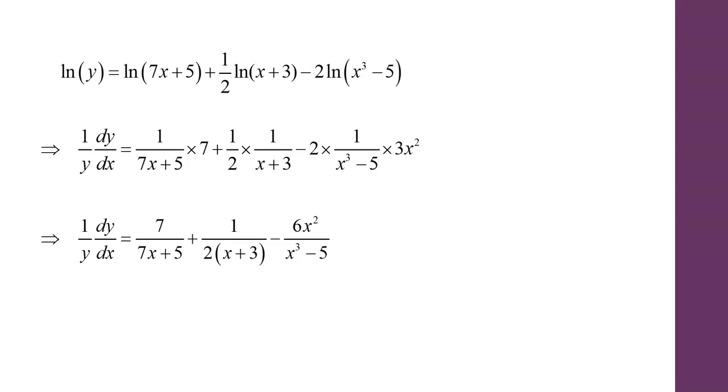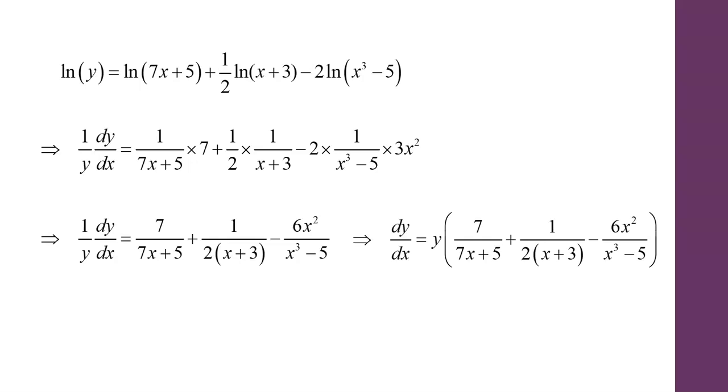Now remember, the third step was to solve this for y prime, or in this case dy over dx, which is the notation we've used. So multiply both sides of this equation by y. I have dy over dx is y times the expression we just had on the right side.